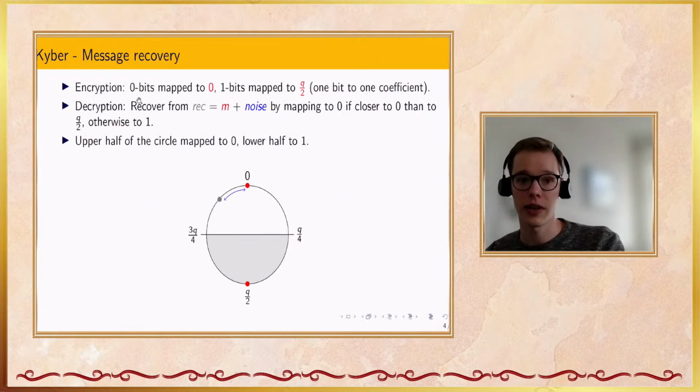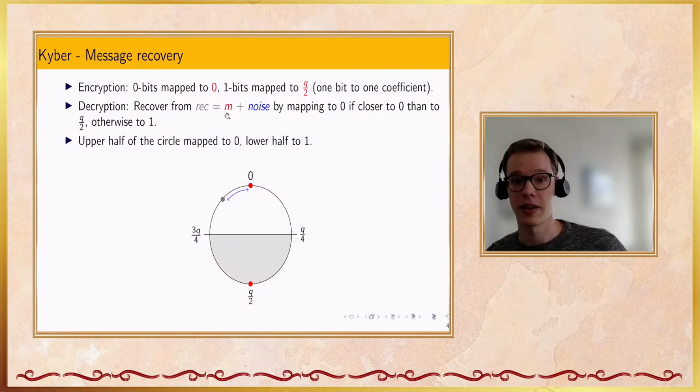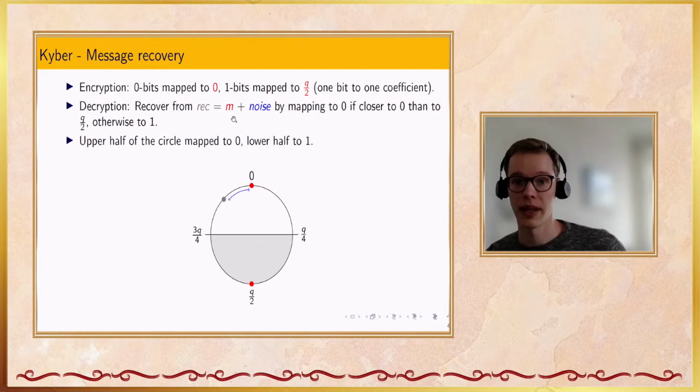During encryption, 0 bits of a message were mapped to a 0 coefficient. Each bit gives a coefficient, and 1 bits were mapped to Q divided by 2. Now, during the decryption step we saw on the last slide, which happens during decapsulation, this message has to be recovered from a noisy version of this polynomial. This is done by mapping a coefficient to a 0 bit if it is closer to 0 than to Q divided by 2, and otherwise to a 1 bit.